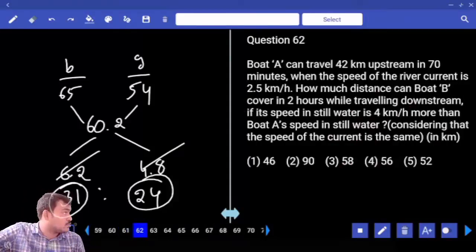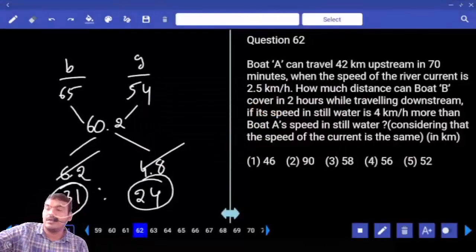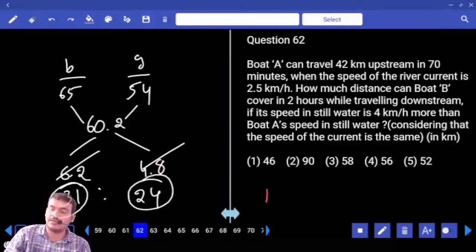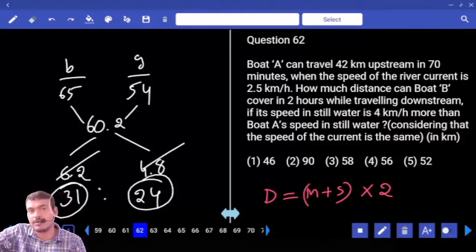Question number 62. Boat A can travel 42 kilometers upstream in 70 minutes when the speed of the river current is 2.5 kilometer per hour. How much distance can boat B cover in 2 hours while traveling downstream? We require the downstream distance for 2 hours. What is the downstream speed, M plus S or M minus S? M plus S.